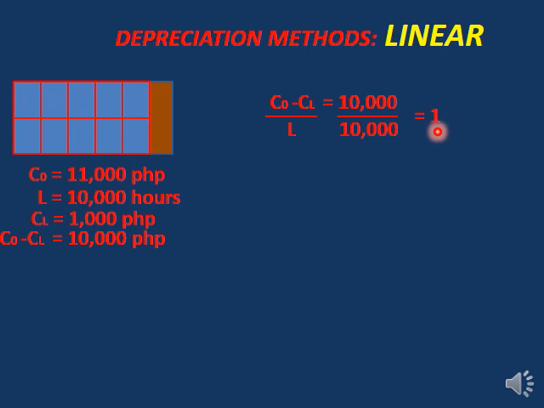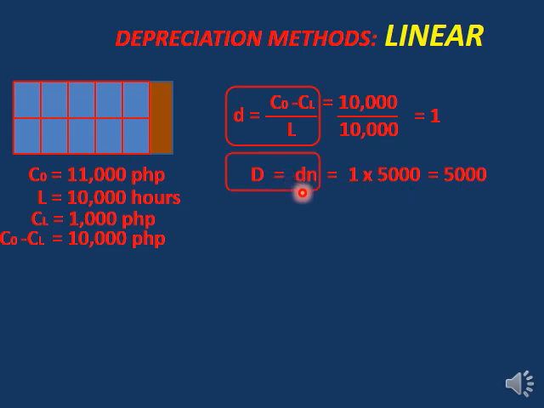Due to the adjustment and inflation, of course. Okay, so this is the depreciation rate per hour. Now, if we want to determine the total amount depreciated after printing for 5,000 hours, we simply multiply it by 5,000. Meaning this is the formula to determine the total amount depreciated.